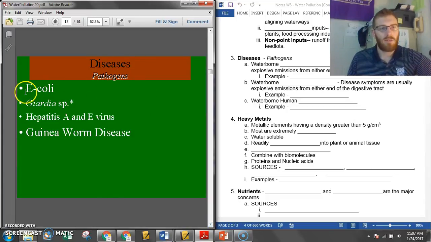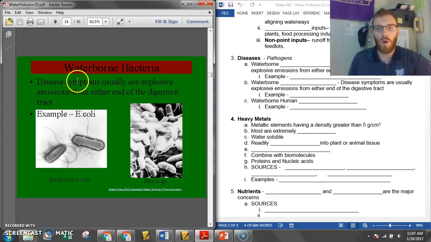Okay, so diseases. These are pathogens that can be carried on through water, and you can see these here when we talk about each one. So, waterborne bacterium. Disease symptoms usually are explosive emissions from either end of the digestive tract, and these are things like E. coli.